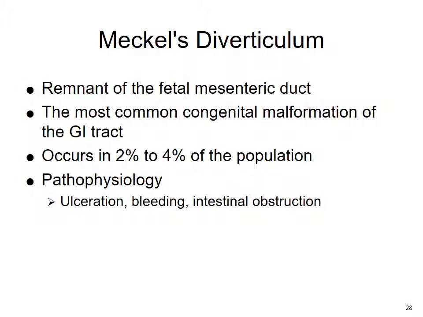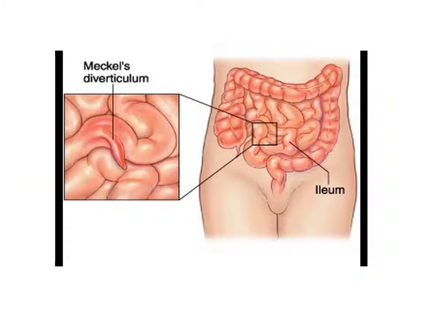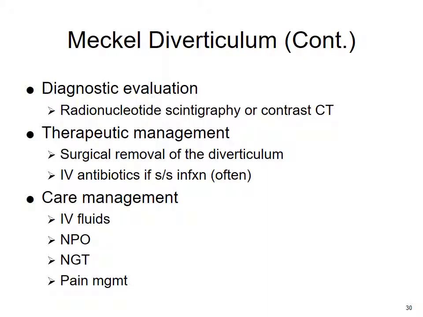Meckel's diverticulum. Meckel's diverticulum is a remnant of the fetal mesenteric duct. This is the most common congenital malformation of the GI tract. It occurs in 2 to 4% of the population, and it will cause ulceration, bleeding, and intestinal obstruction. So there's a little illustration to show you what that looks like. That little unneeded vascular portion of tissue causing a problem there. So that's going to need to be surgically removed.